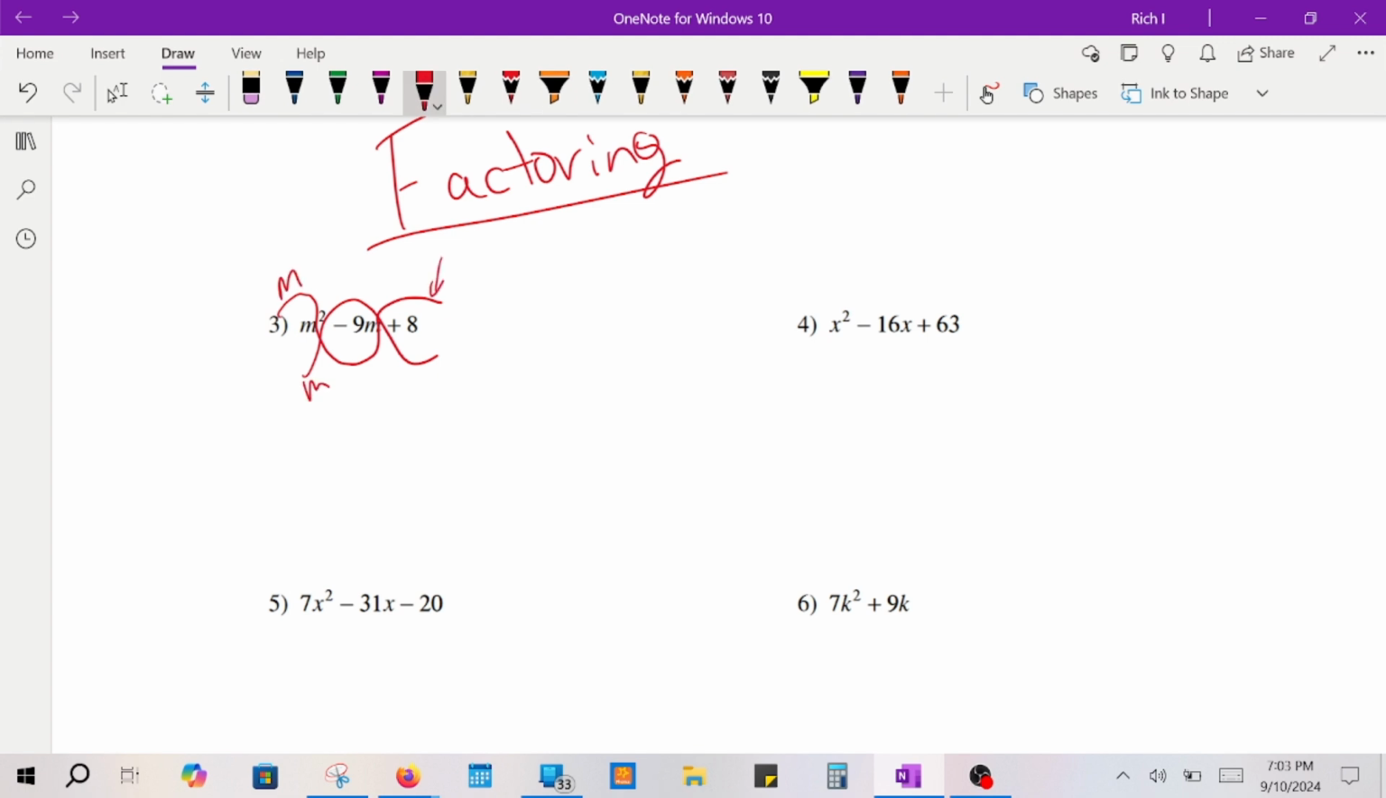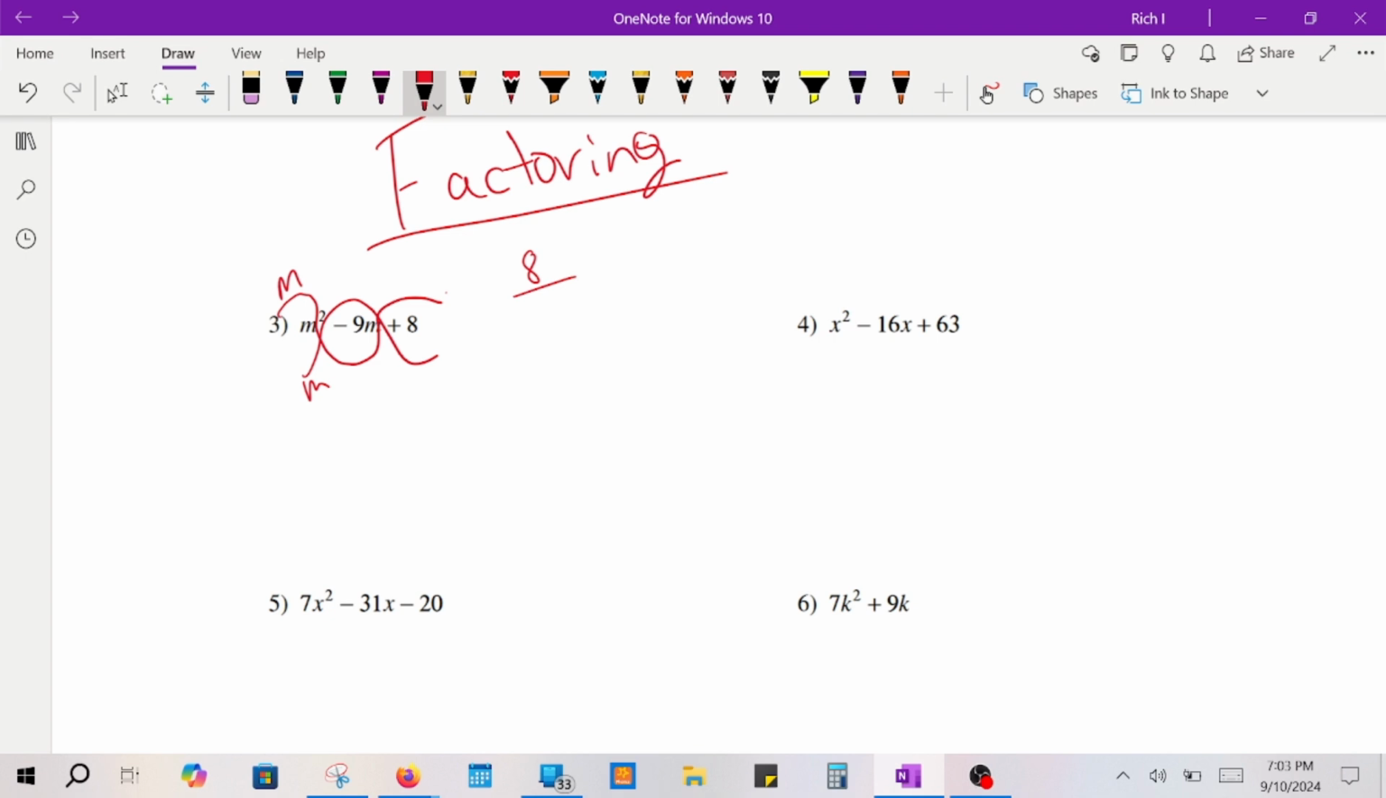So then we fast forward over here, and we need two numbers that multiply to a positive 8, but get us a negative 9, right? So if the two numbers multiplied are positive, but when you add them, they're negative, that means that both of the numbers have to be negative, right? So we need a positive 8.